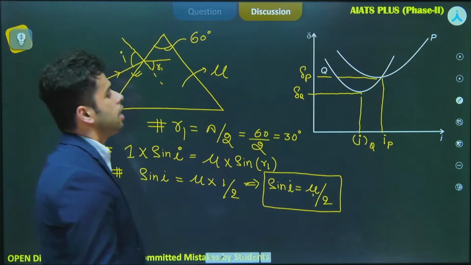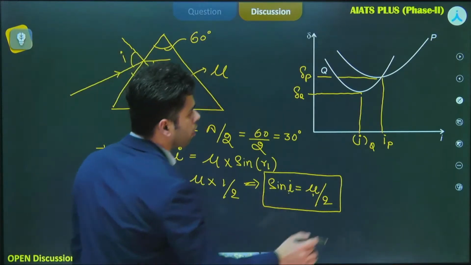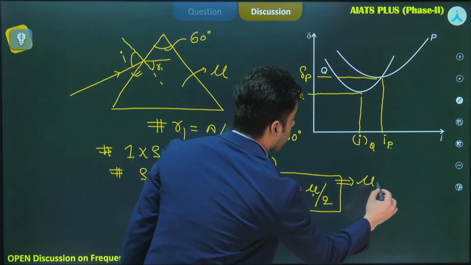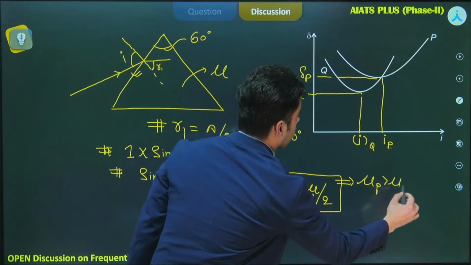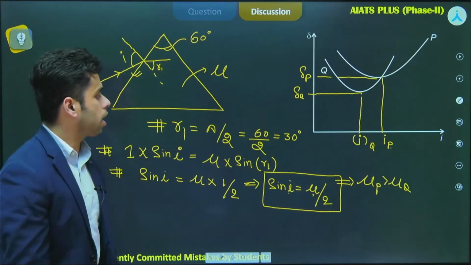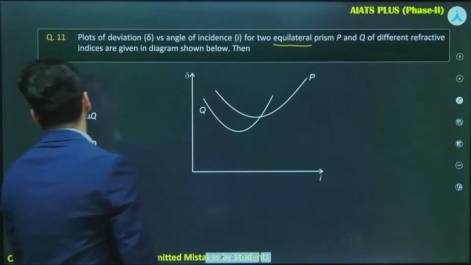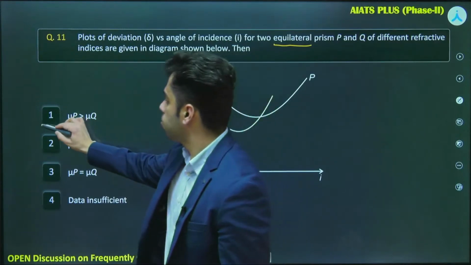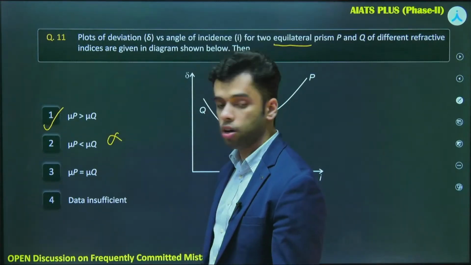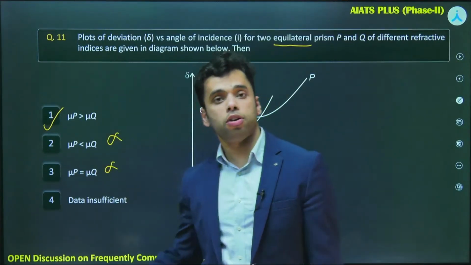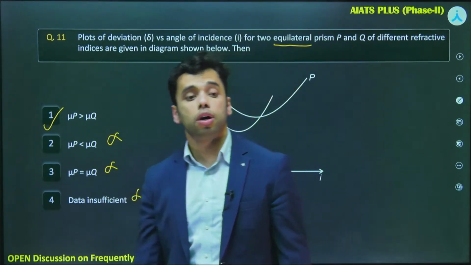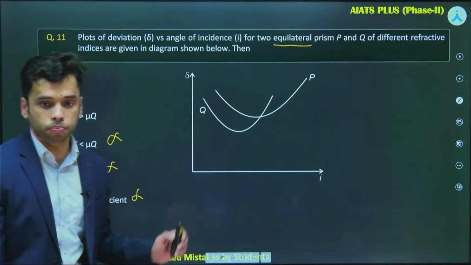Now see that the angle of incidence for the minimum deviation is more for prism P, which means that from this logic I can conclude that refractive index of P must be greater than refractive index of prism Q. So mu P should be greater than mu Q should be the correct answer to this problem. It should be the correct option. Mu P is less than mu Q, it is obviously wrong. This one is also wrong. And let's talk about the fourth option, which says that data is insufficient. Obviously data is sufficient to get to a conclusion. So I hope this problem was clear to you.